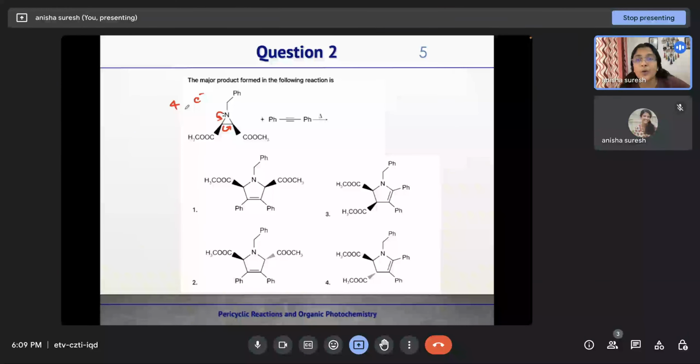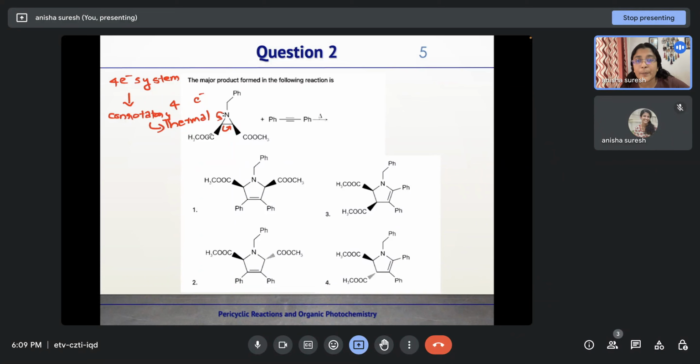So for a 4 electron system under thermal condition, what will be the reaction that will take place? What will be the mode of ring opening? Conrotatory or disrotatory? A 4 electron system under thermal condition will undergo conrotatory ring opening.